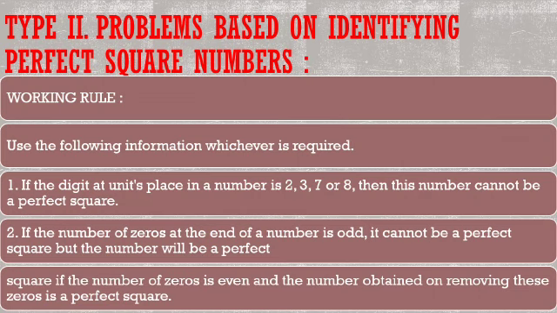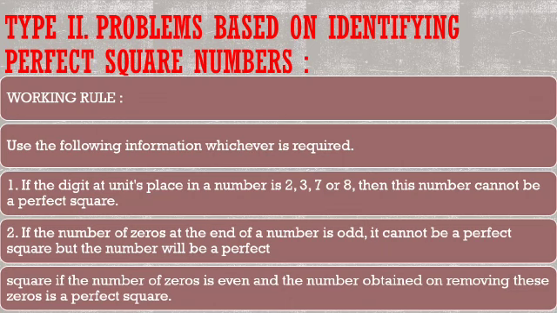Type 2. Problems based on identifying perfect square numbers. Working rule. Use the following information whichever is required. If the digit at units place in a number is 2, 3, 7 or 8, then this number cannot be a perfect square. Thus we can easily identify whether a number is a square or not.